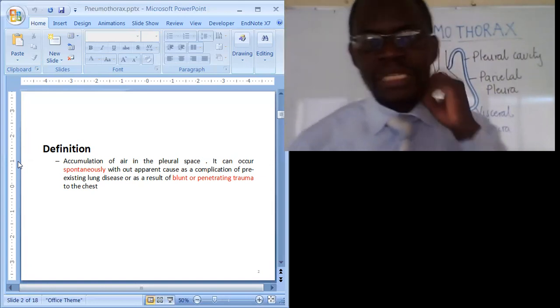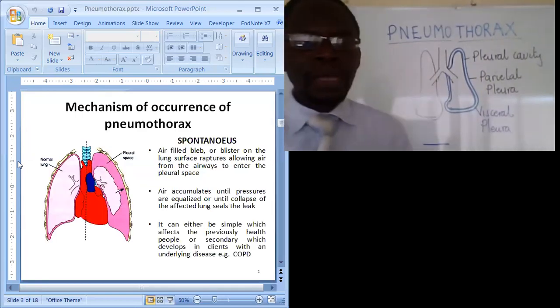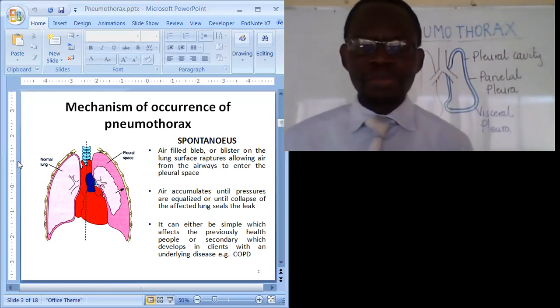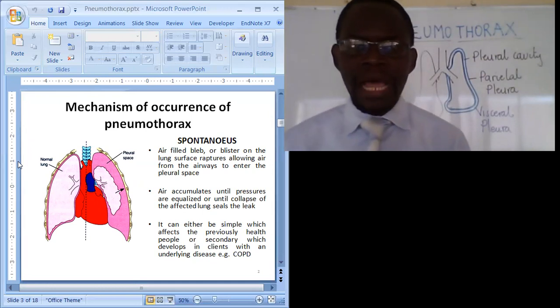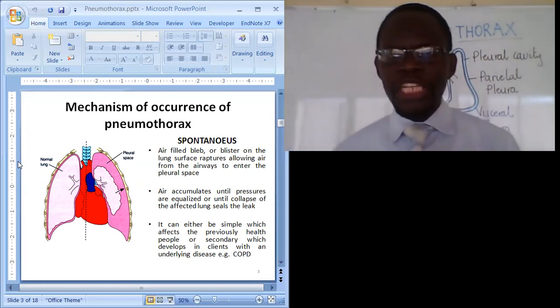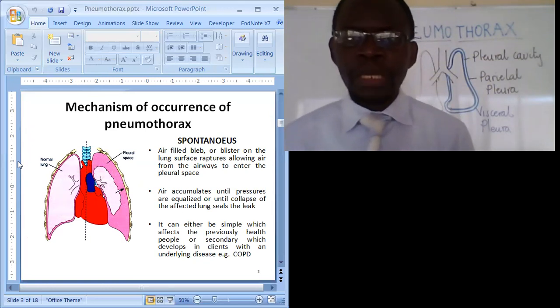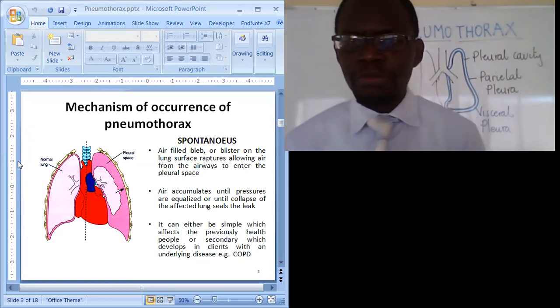Yeah, so that is what we refer to as pneumothorax. Now, we are going to look at the mechanisms of pneumothorax, yeah? Pneumothorax can occur spontaneously. We talked about this. It can occur spontaneously, but it can also occur as a result of trauma, yeah?